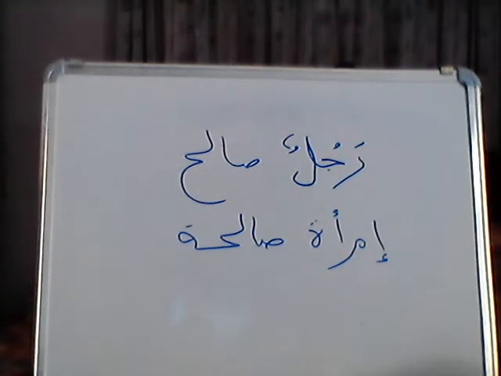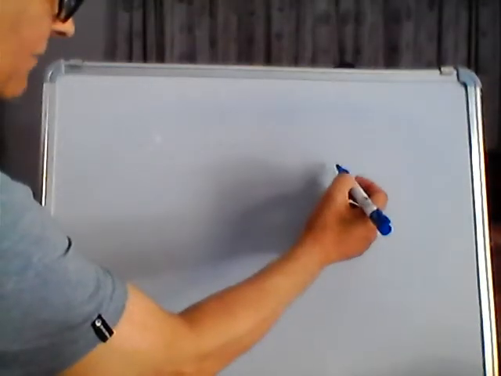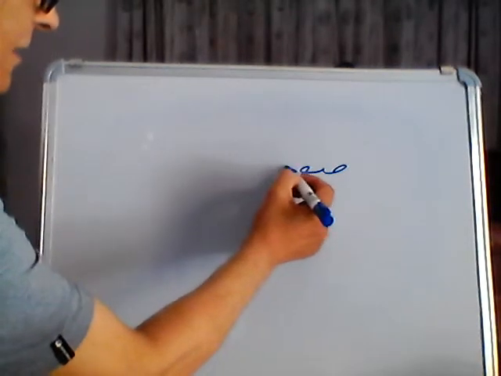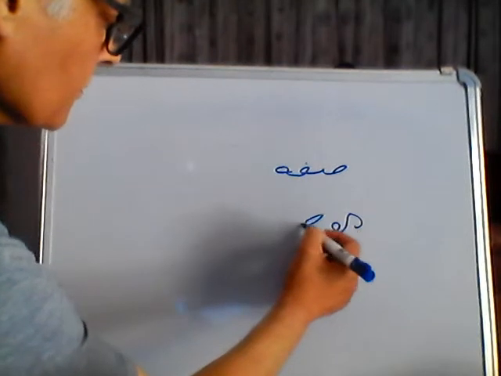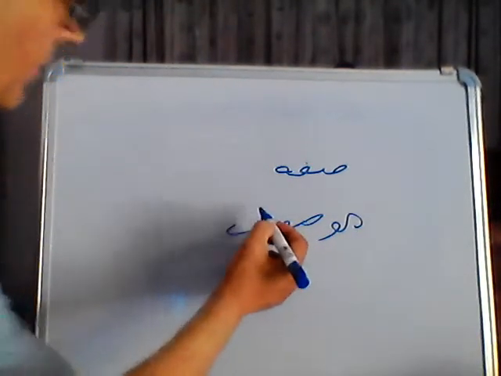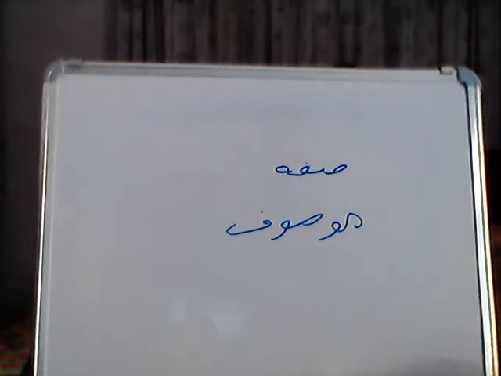The word that describes the noun is called sifat. And the word which has been described is called mausuf. So there are two things which should be remembered. Sifat is an attribute, and mausuf is the person which has been attributed.